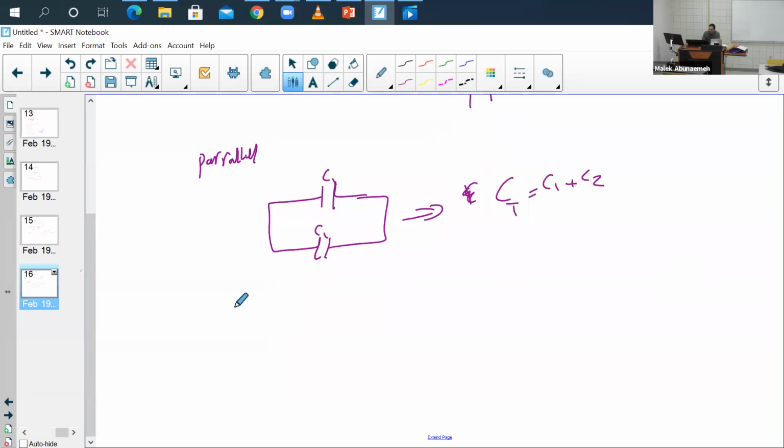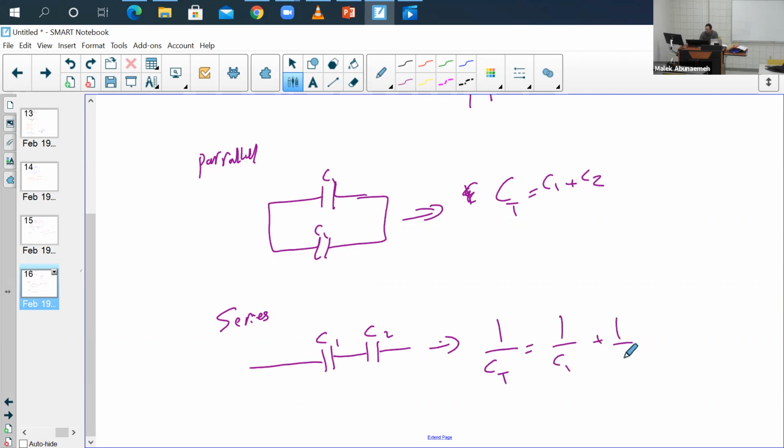When they're actually connected in series, let's say the C1, C2. So our capacitance then, 1 over capacitance total is going to be equal to 1 over C1 plus 1 over C2, etc.